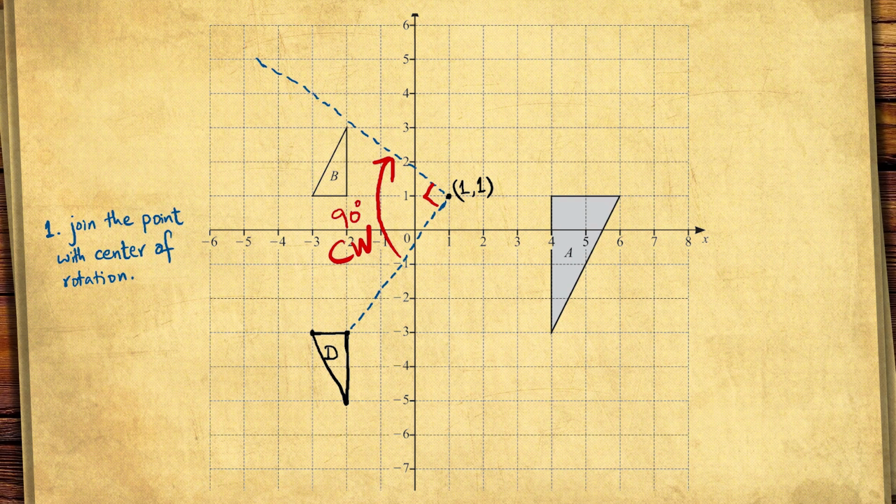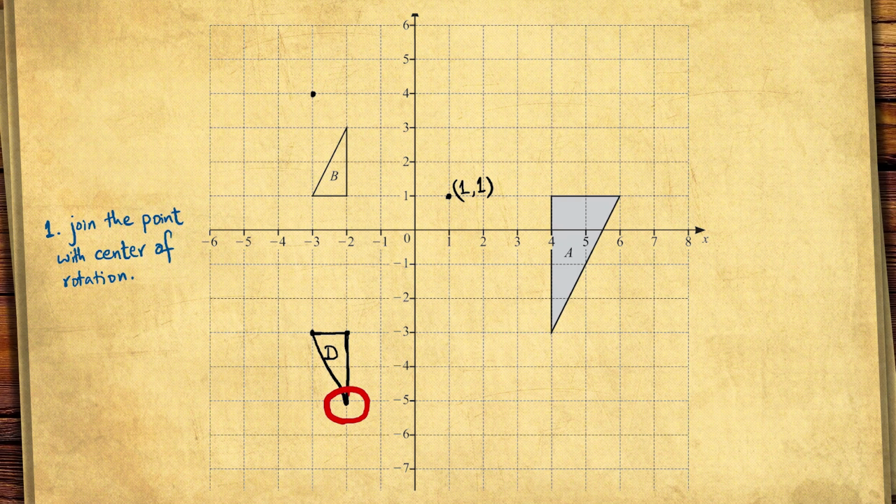Now to find the location of the rotated point, we need to use a compass. Open the compass to this length, the distance between the point that we are rotating and the center of rotation, and place the compass on the center of rotation. Then draw an arc. The intersection point of the arc and this line is the location of the point after being rotated 90 degrees clockwise, and that is over here.